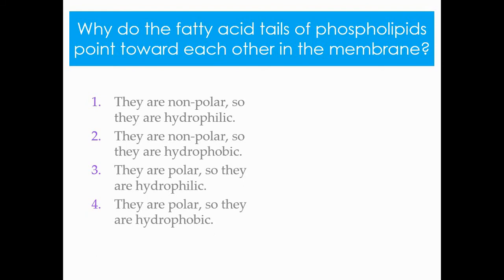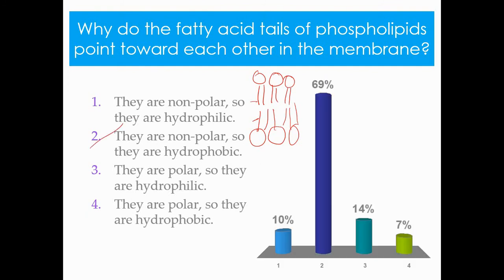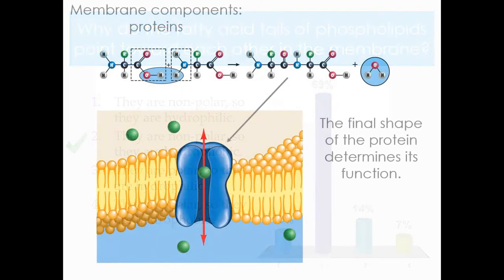So, why do the fatty acid tails of phospholipids point toward each other? I mean, why would they point toward each other in the membrane? So, ang question is, nganong ang fatty acid tails, kini. But why would these tails point toward each other? So, why would it be like this? Di ba? So, it's like this because these tails are non-polar. So, they are hydrophobic. Di ba? It should be number 2. The correct answer is number 2.